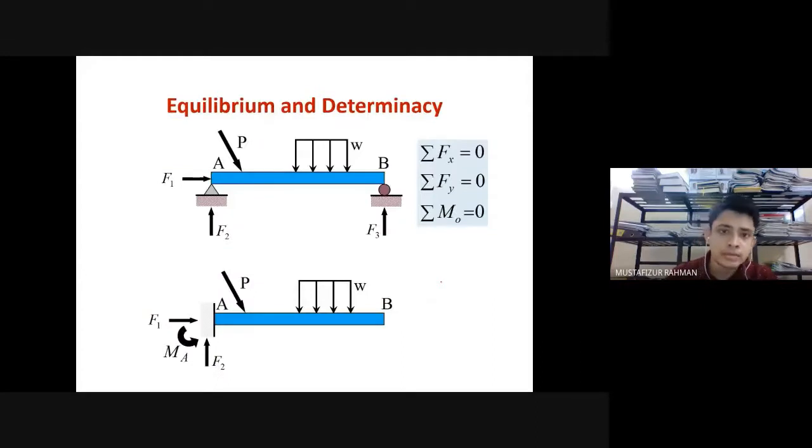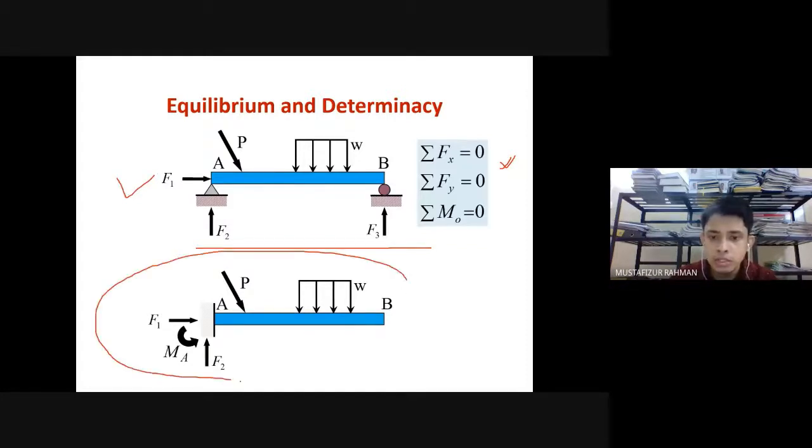Then we saw some beam. So this was a simply supported beam. We saw the number of reactions. In a hinge, there are 2 reactions. In a roller, there is 1 reaction. So there are total 3 reactions here. And we can write 3 equations of static equilibrium. That means to find 3 unknowns, we have 3 equations. We can do that easily. Therefore, it is a statically determinate structure.